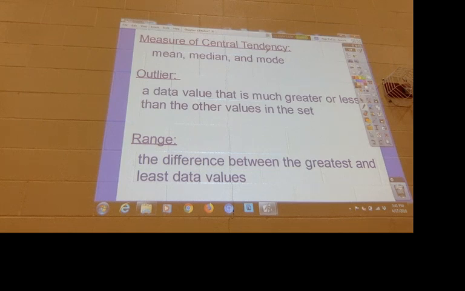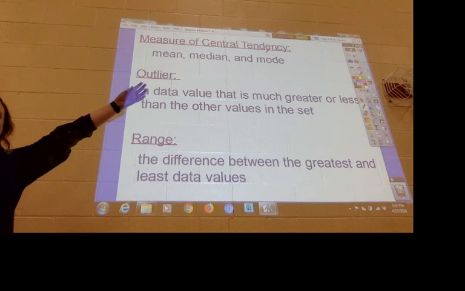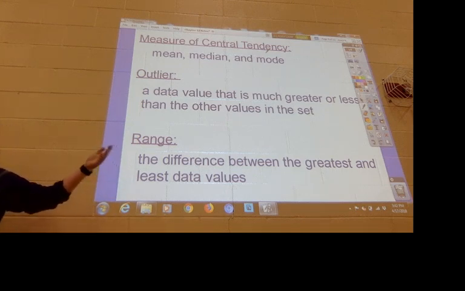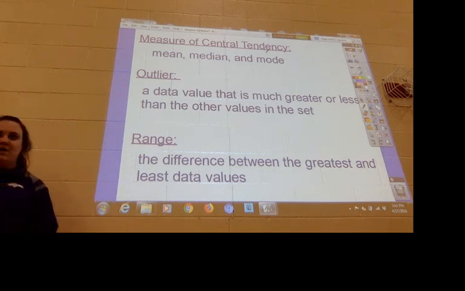So, an outlier with a population of people, you are outside of what everybody else has, right? Yep. Okay, so that's an outlier. Same concept as dealing with numbers. The data value that is much greater or less than other values in a set. I can have an outlier that is a whole lot greater than everybody else, or a whole lot less than everybody else. Your range is the difference between your largest number and your smallest number.